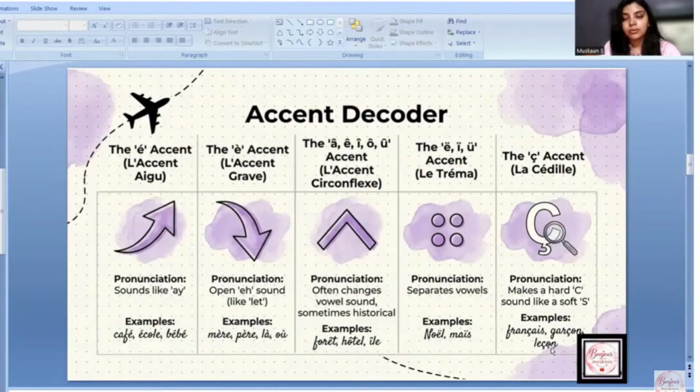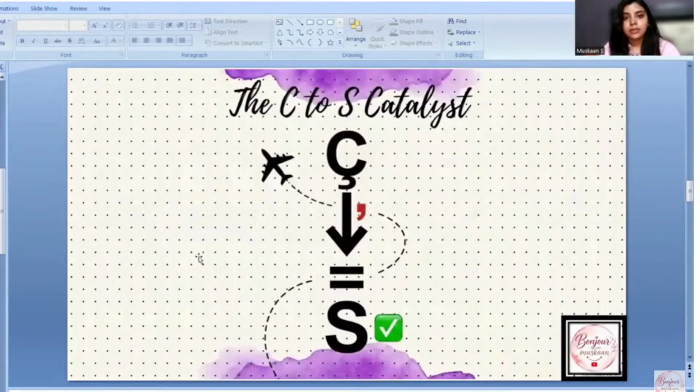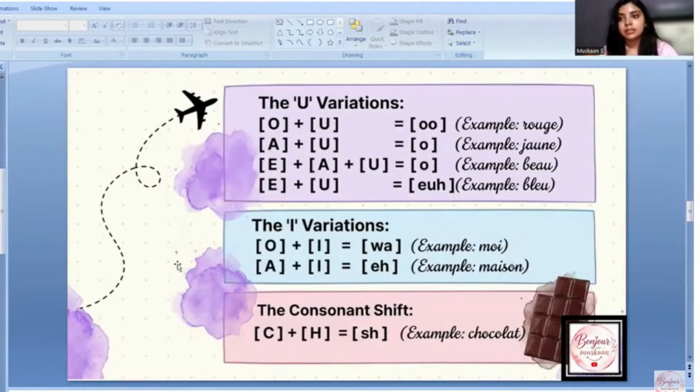Now I hope you know what accents are in French and how to use them and how to pronounce them. We have already done that C with a cédille sounds like a soft S. So it will be S, like français, garçon. Now, there are three other variations: the U variation, the I variation, and the consonant shift. Let's first do the U variation.